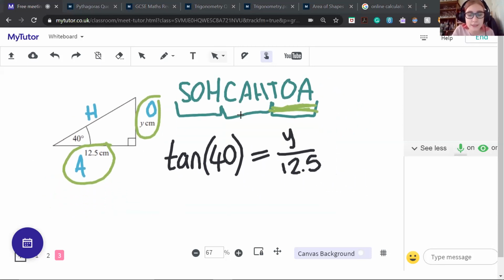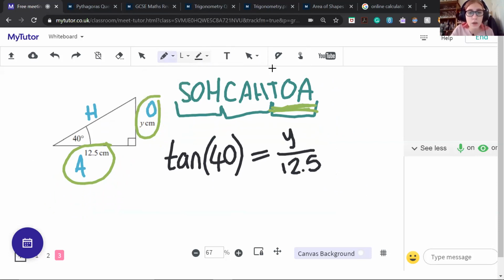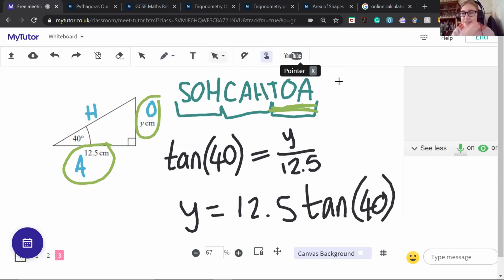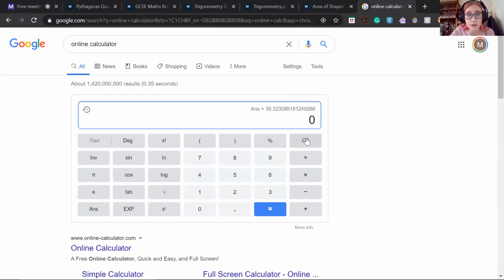Okay, so let's pop back to this. So we've got this and we want to rearrange to find what y is. Now, all we want to do is just get rid of this 12.5. So we can just multiply up by it. So we see that y is 12.5 lots of tan 40. All I've done there, I've swapped around which side of the equals I've written it on, but that doesn't matter. We're allowed to do that. So I've just multiplied up by this 12.5 to get rid of it. So now y is equal to 12.5 tan 40. So let's pop that in. And there we go. We get 10.5.